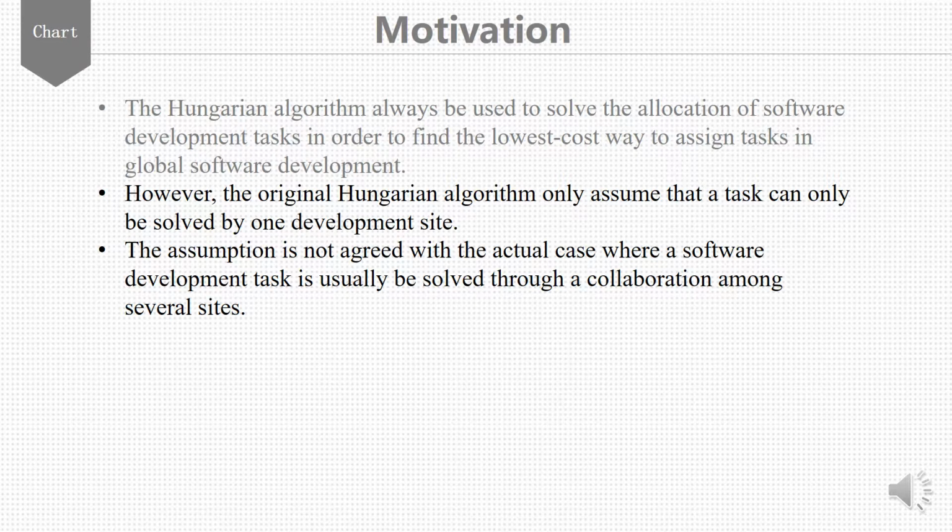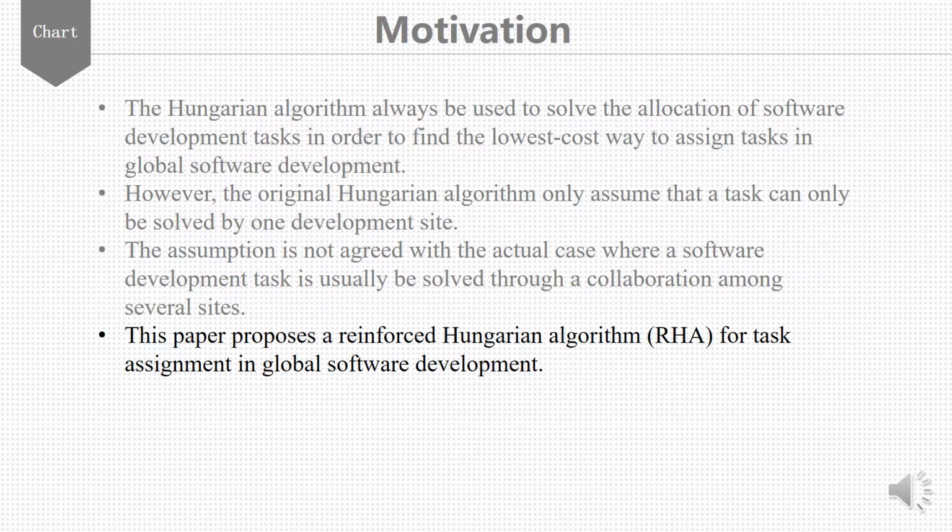However, the original Hungarian algorithm only assumes that a task can only be solved by one development site. This assumption does not agree with the actual case, where software development tasks are usually solved through a collaboration among several sites. To address such an issue, this paper proposes a referenced Hungarian algorithm (RHA) for task assignment in global software development.